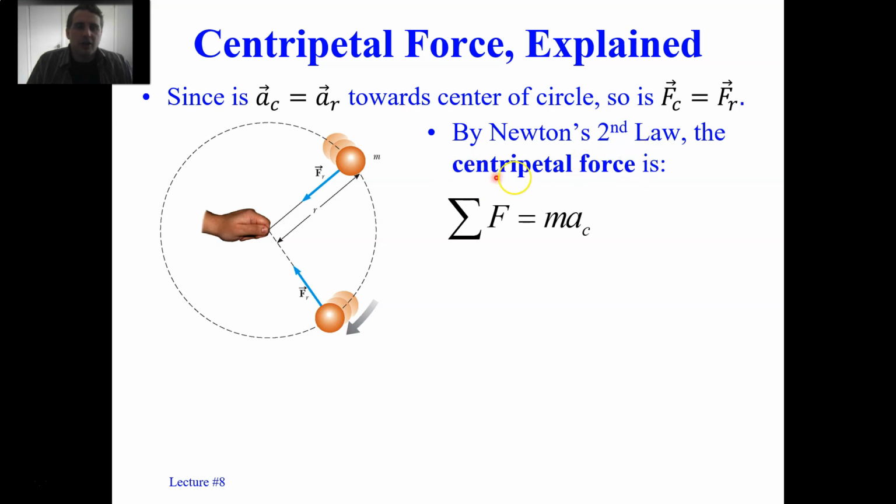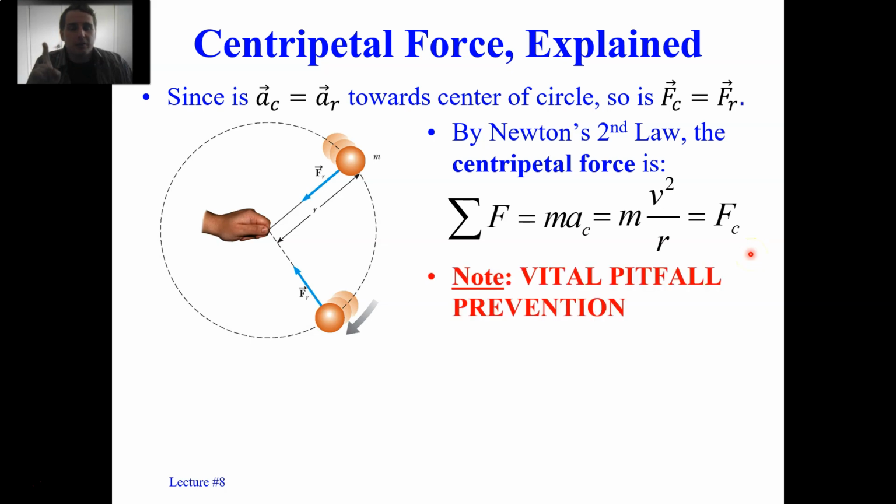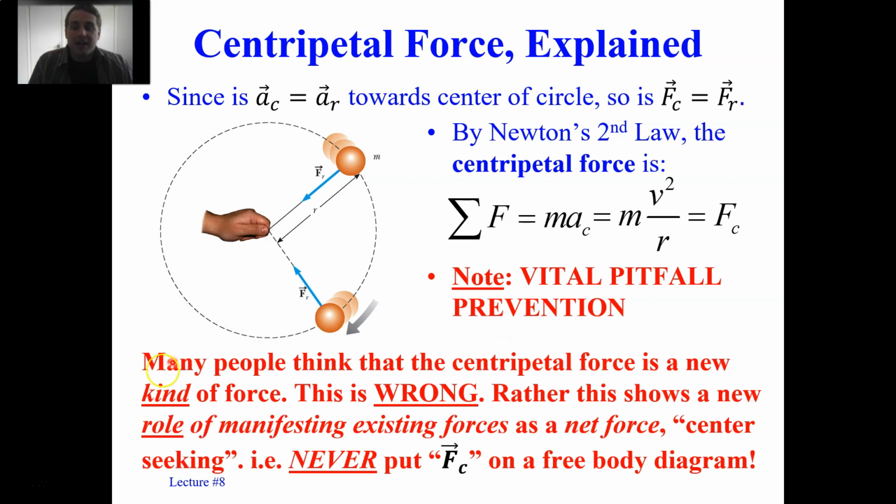So here's Newton's second law. The centripetal force is F equals m ac. So that's going to be mv squared over r equals Fc, the centripetal force. Notice the sum of all the forces equals the net force equals the centripetal force. So notice the centripetal force is not a new kind of force. It's a new way to manifest the net force. So let me make a very vital pitfall prevention note for students. And I cannot tell you how many students have gotten this incorrect.